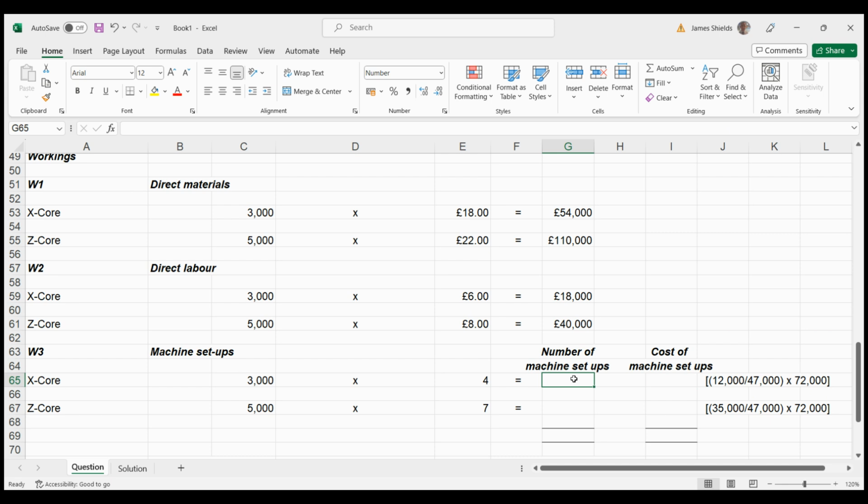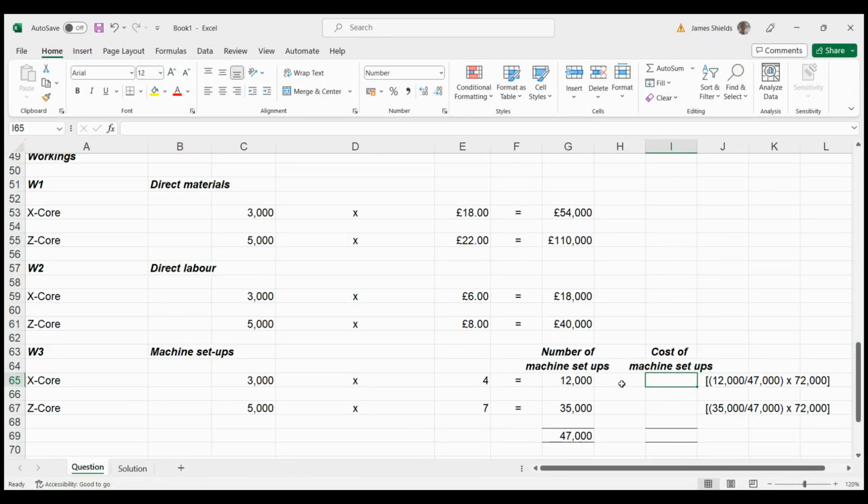So for X core, the number of machine setups is the 3,000 units times the 4 setups per unit, which is 12,000. And likewise for Z core, it's the 5,000 times the 7 gives us 35,000. So the total number of setups then is going to be 47,000, so 12,000 plus the 35,000. Now the cost of machine setups, I put in brackets here the little calculation.